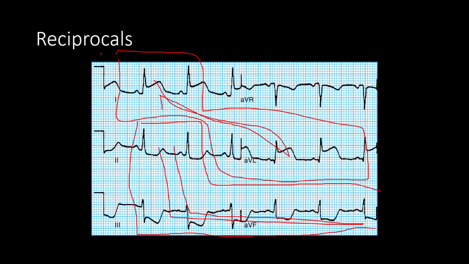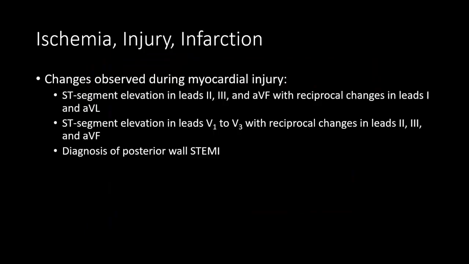Other leads, V7 to V9. Now we only noticed V up to V6. So where do V7, V8, V9 come in? Those would actually be the posterior leads. So if we see ST depression in leads V1 to V3 without any type of changes in any of the other leads, then we could consider that there might be a posterior MI just based off of what we know with the reciprocal leads. So ST segment elevation in 2, 3, aVF has reciprocal changes in leads 1 and aVL. ST segment elevation in leads V1 to V3 with reciprocal changes in 2, 3, aVF gives a diagnosis of a posterior wall STEMI.